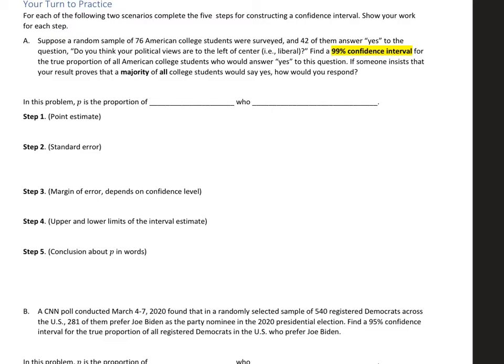All right, hopefully you've had a chance to try this problem. This one is a little different in that it has a 99% confidence interval instead of a 95% confidence interval, but the handy list of magic z-scores from the previous document should help you with that. The thing that's most important, of course, is to make sure we are clear on what we're estimating. And so in this case, P is the proportion of all college students.